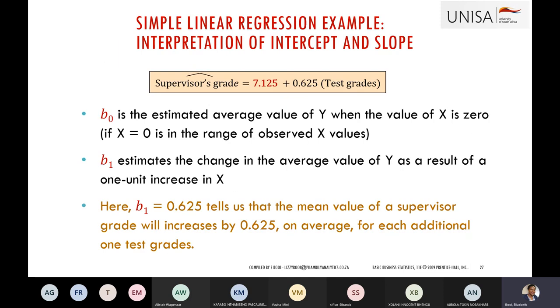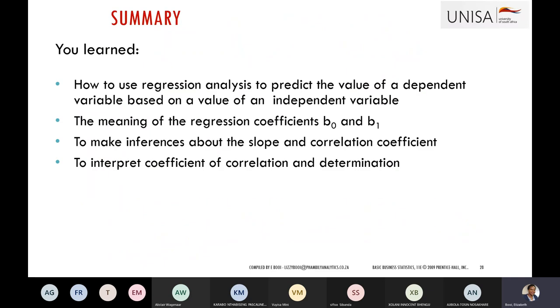And we also looked at how we interpret the regression line, because we already have the regression line. We said B0, we don't interpret. B1, we interpret and say 0.625 tells us that the mean value of supervisor grade will increase by 0.625 on average for one additional unit increase of test grade, because we're saying an increase because of the positive sign on the slope. When we do the activities, we will get used to how we interpret B1 as well. And that's what we learned on Wednesday.